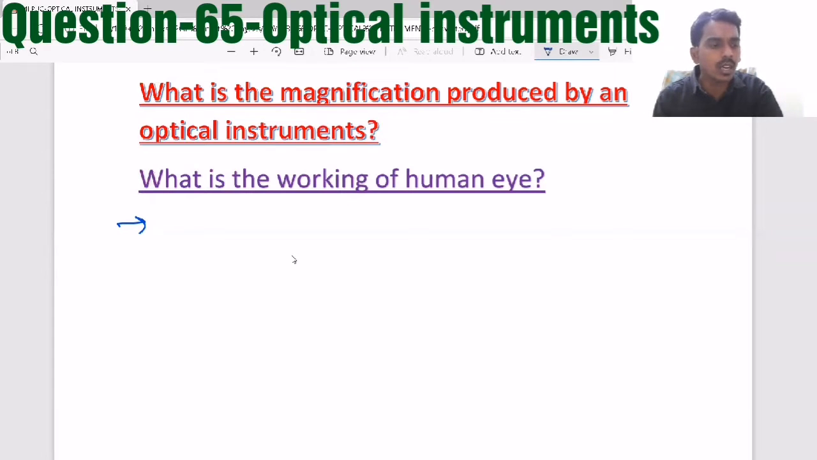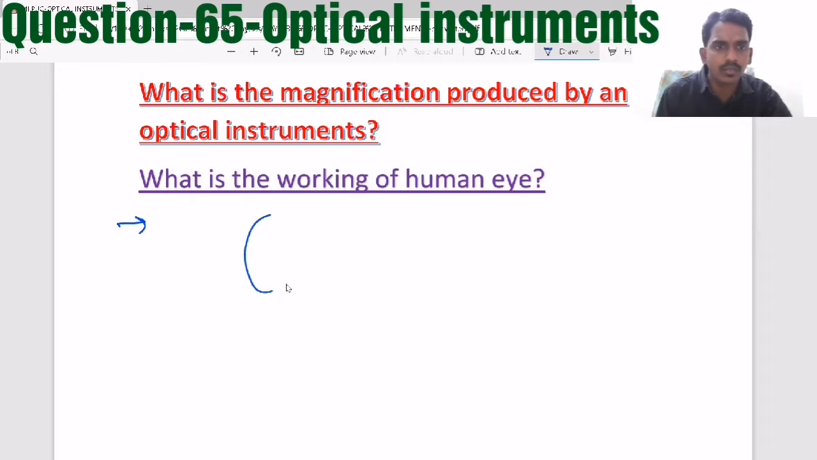So what are the general formulas for the magnification produced by an optical instrument? We have to remember them, because based on that, the questions will come. So let's try to understand. The very first thing is the human eye.